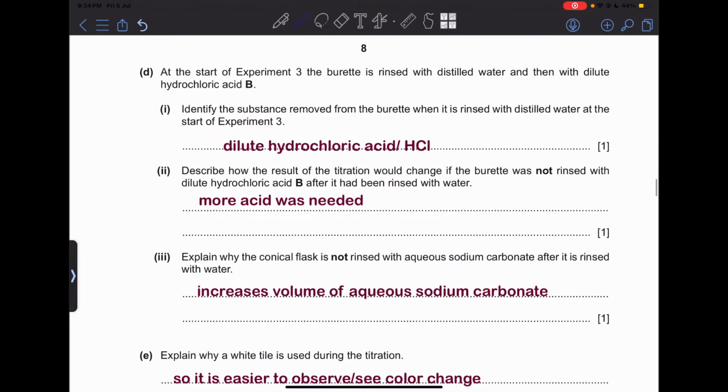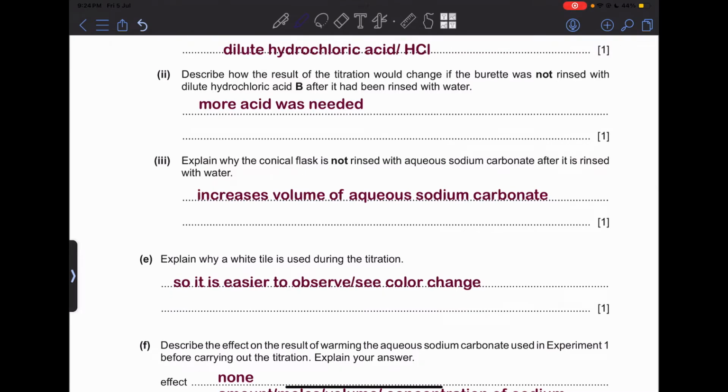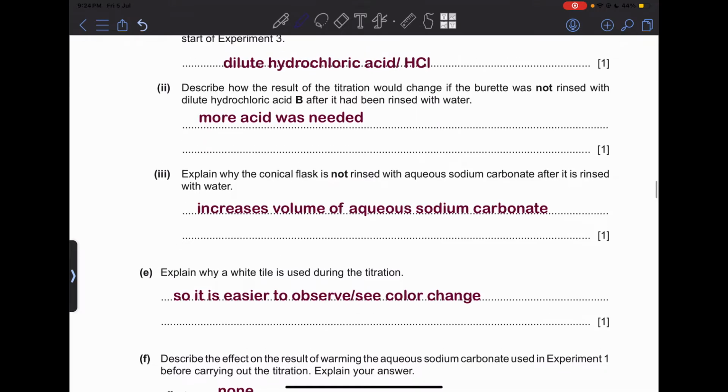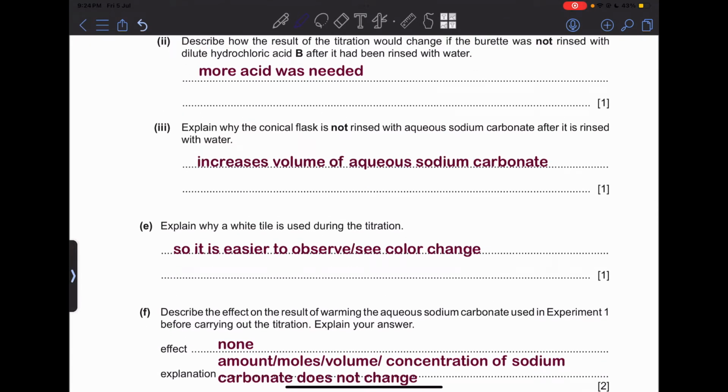So they have to remove it so that there is no extra acid added in there, and there are accurate results. So describe how the result of the titration would change if the burette was not rinsed with dilute hydrochloric acid B after it has been rinsed with water. If it was not rinsed, then there will be more acid needed because there was excess hydrochloric acid in the burette. That's the problem. So you have to wash it so that there are more accurate results. It should need less than that. So we have to always wash it to remove impurities or extra substances from the past experiment.